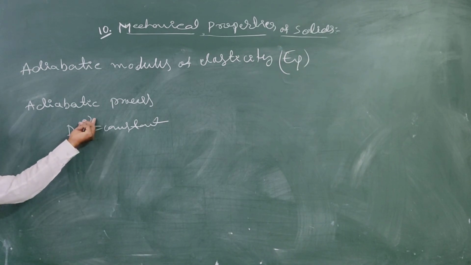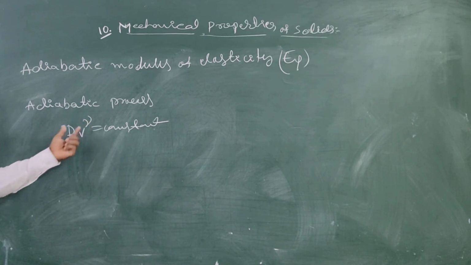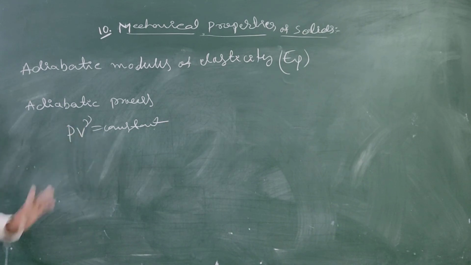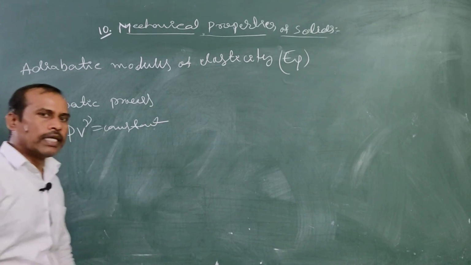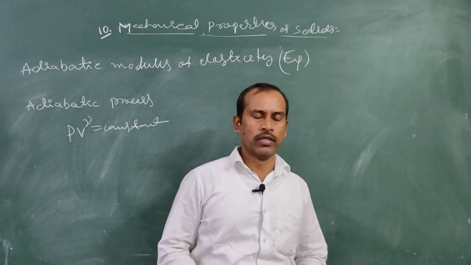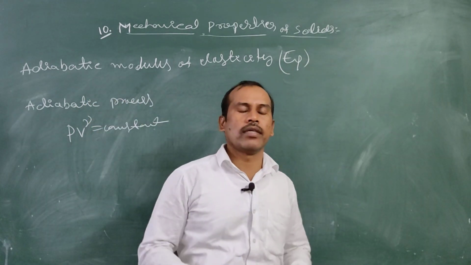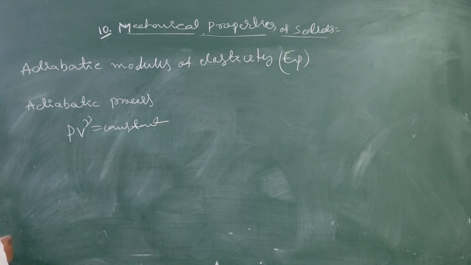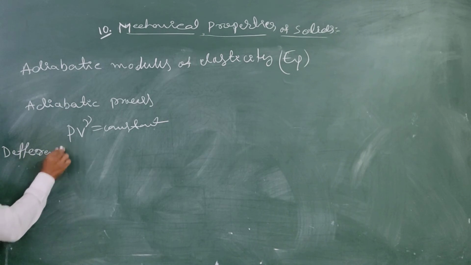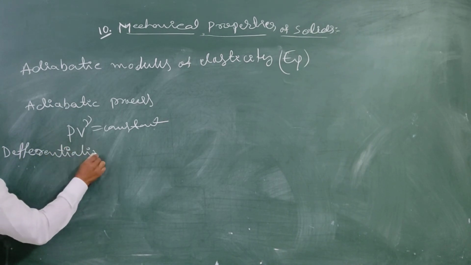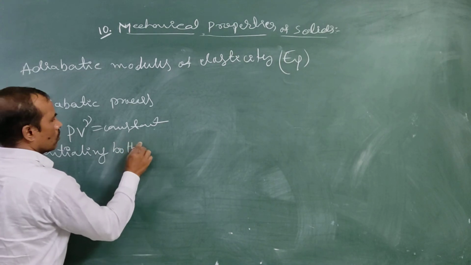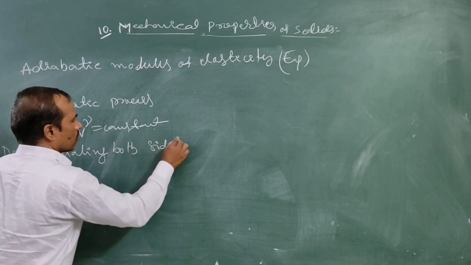Gamma means the ratio of molar specific heats. V means volume of the gas, P is pressure. Differentiating this equation on both sides, after that we will get the adiabatic modulus of elasticity. Now differentiating both sides.